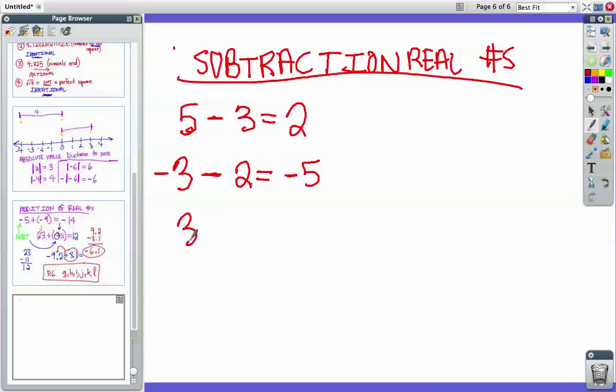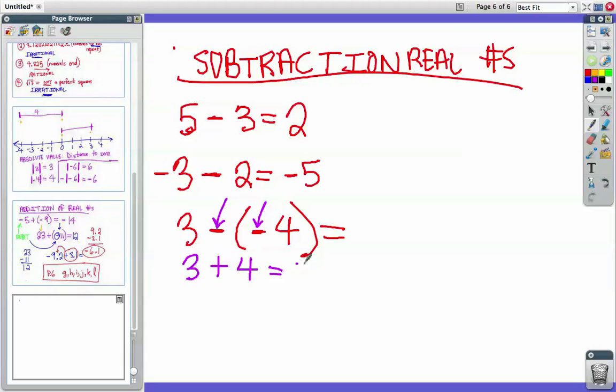However, and this is the one that always tricks kids, let's say you have 3 minus negative 4. In this case, remember that the negative means a debt. If you have 2 negatives in a row, it's like saying you have a debt, but then you are taking away the debt. So you're taking away the debt, and it becomes 3 plus 4, which equals 7. So whenever you have 2 negatives right next to each other, it always becomes a positive problem, and it equals 7 in this case.